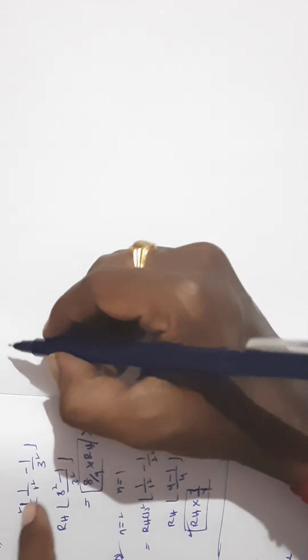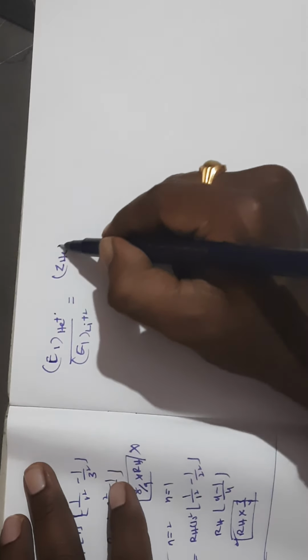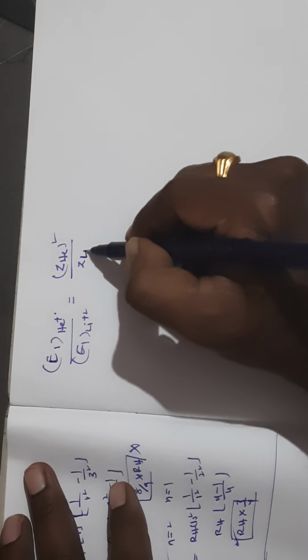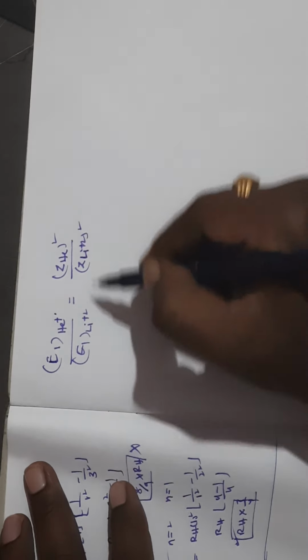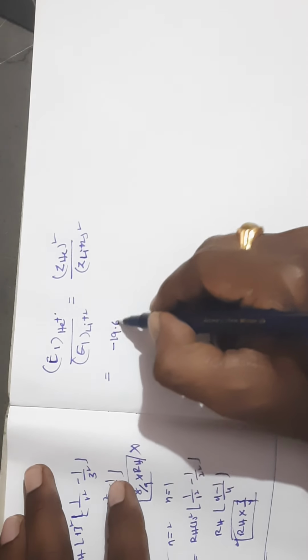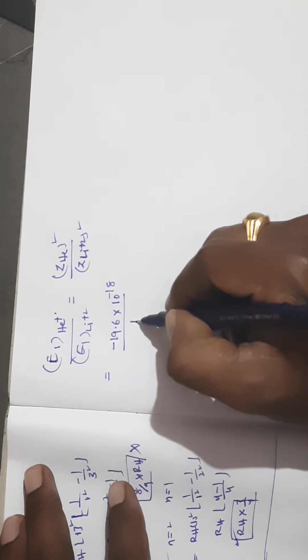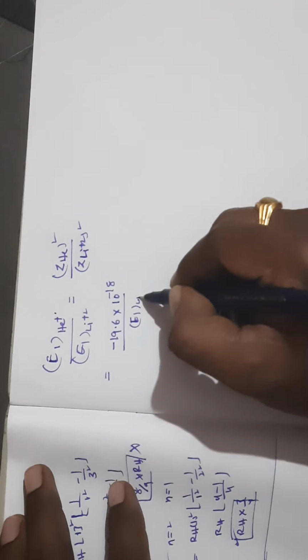For this question we have a relation like this. E1 of helium plus over E1 of lithium plus 2 is equal to Z of helium square upon Z of lithium plus 2 square, meaning atomic number squared. So energy of helium, how much is given? This is minus 19.6 into 10 to the power of minus 18 upon E1 of lithium plus 2.